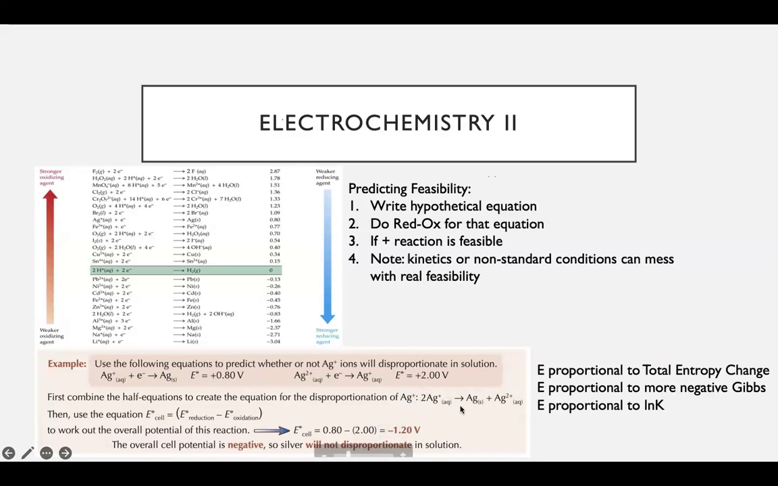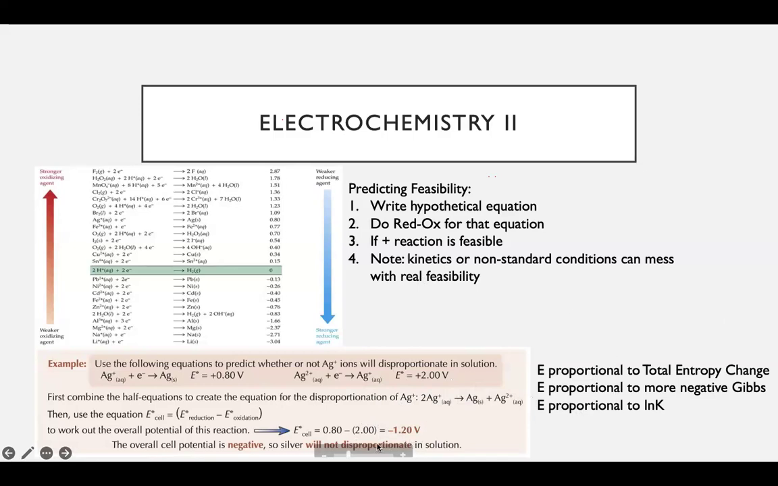We've written out a hypothetical equation if it did disproportionate, but the fact that this is negative shows that silver plus will not disproportionate in solution. Just going to mention quickly, just the thing to remember, your whole course relates to each other. All of chemistry is related.